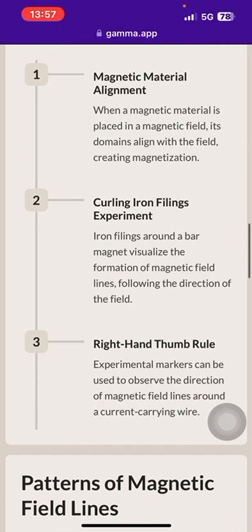There is an experiment, the iron filings experiment. Iron filings are placed around a bar magnet, and they show the formation of magnetic field lines following the direction of the field.